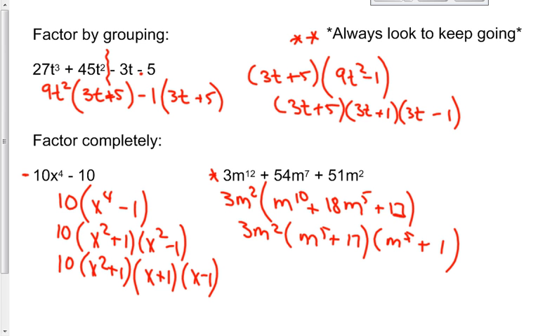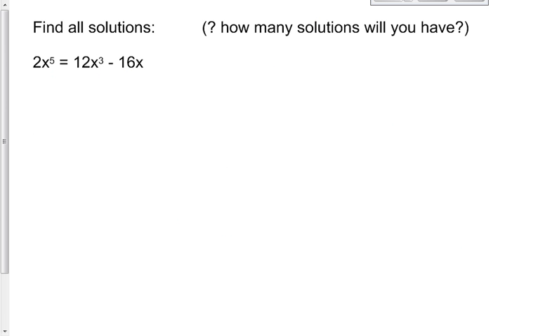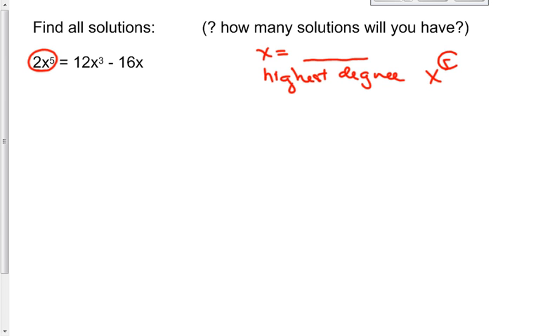All right, on this last slide, find all solutions. Solutions means we're actually looking for answers. When we're all done, we should have x equals something. And how do you know how many solutions you're going to have? Well, what gives it away is the highest degree. Whatever your highest degree is in the equation will tell you how many solutions you're going to be looking for. Our equation is 2x to the fifth, which means our highest degree is x to the fifth. I have to have 5 answers. When I'm all done, I should have 5 answers for x if I did this correctly.